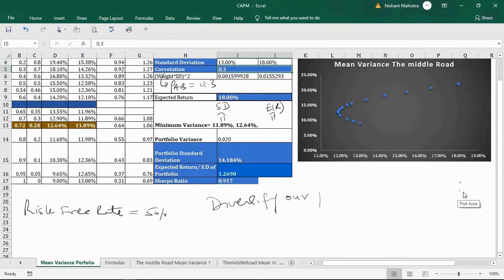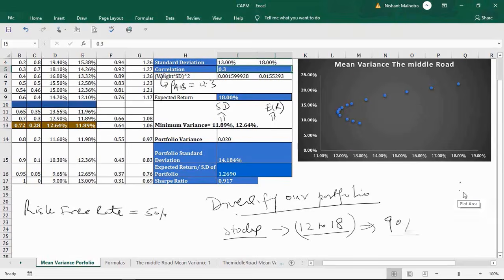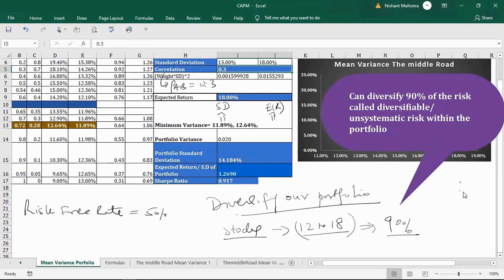Diversify our portfolio. Usually it is seen, and we'll be discussing this in the upcoming presentation, that in the case of stocks, if you want to diversify, using between 12 to 18 different stocks, you are able to diversify 90%.